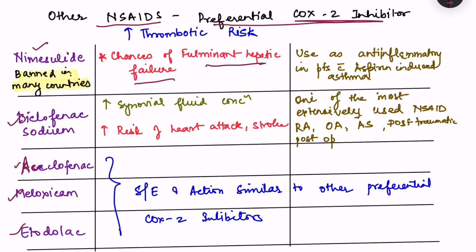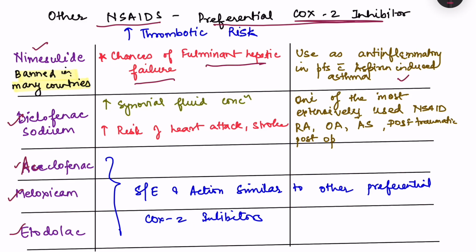But it can be used as anti-inflammatory in patients with aspirin-induced asthma. So this is a hypersensitivity reaction side effect which can occur with aspirin, where we cannot give other NSAIDs as well, because if aspirin has caused the hypersensitivity reaction, other drugs will also cause the same reaction, but nimesulide has not been found to cause such kind of reaction.